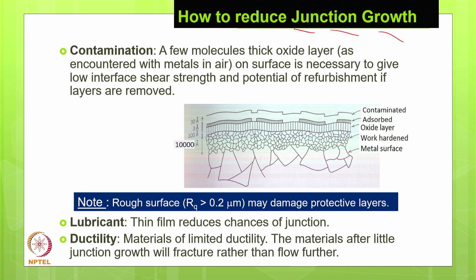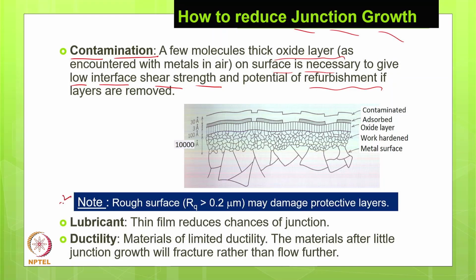Now the question comes, how do we avoid junction growth? We know very well that if there is a contamination, then it will reduce the junction growth. That's why we have written here that a few molecular thick oxide layers on the surface are necessary to minimize the interface shear strength and produce a lower shear strength. We need to make sure that the oxide layer should be there, and in case it ruptures, there should be a refurbishment of the layer. That means there should be a sufficient environment to make the layer again. Once the layer has been removed and there's no refurbishment of the lubricant layer, then there will be a problem.